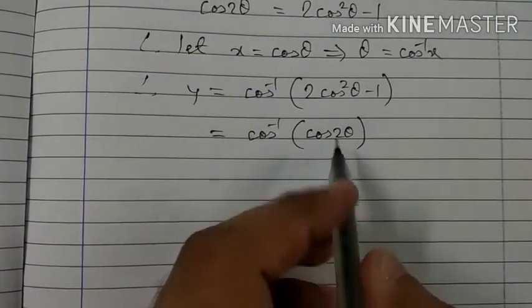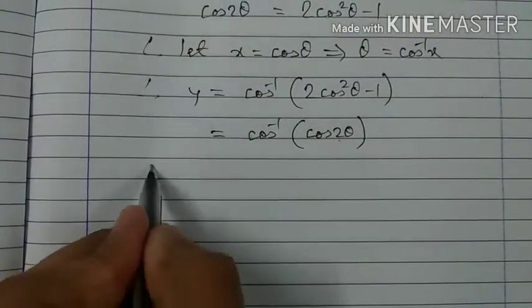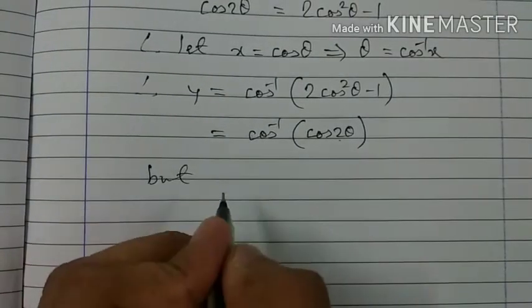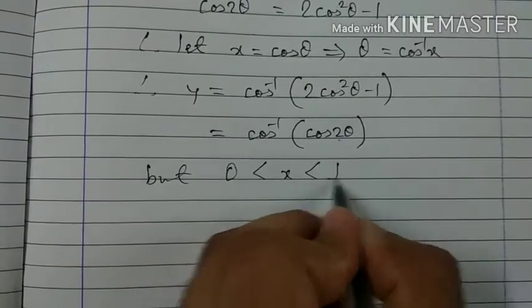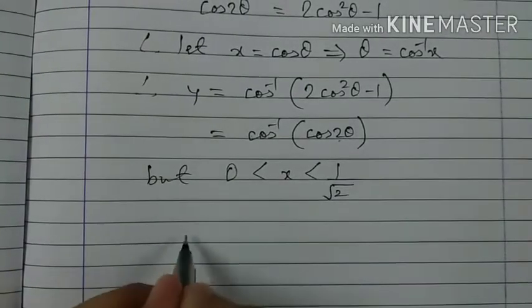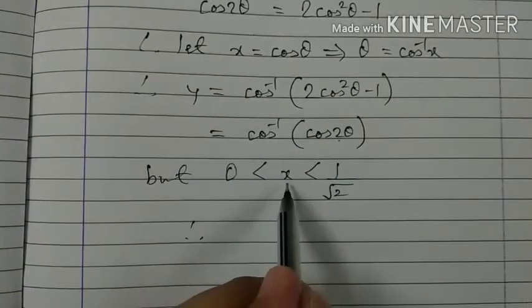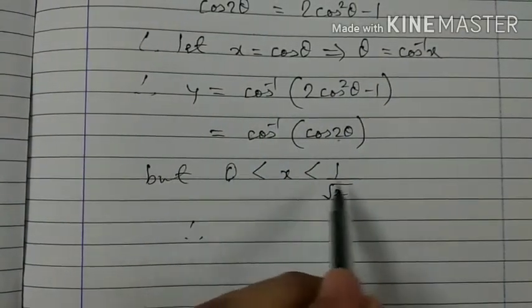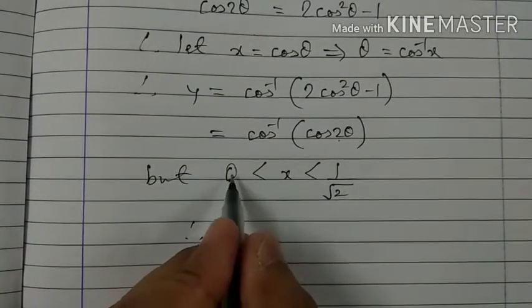Now here we have to first show that 2 theta is in range of cos inverse. From the given condition, we will solve 0 less than x less than 1 upon root 2. This is the given condition. Now we have assumed x equal to cos theta, so here all these terms are to be written in form of cos.